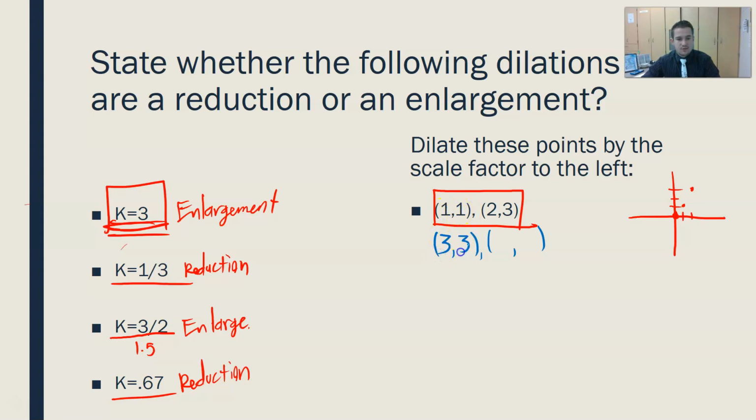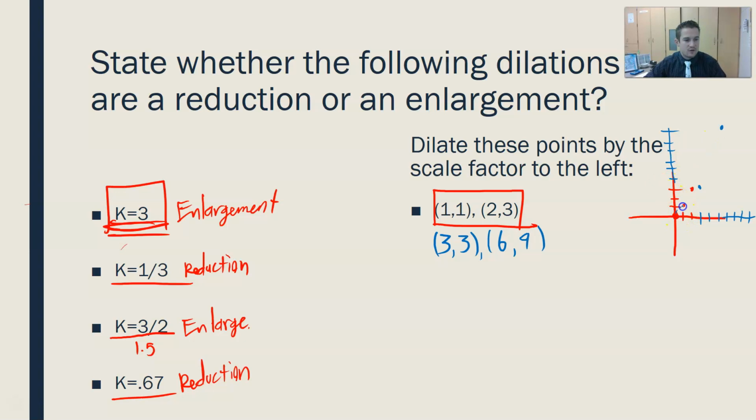1 times 3 is 3. 2 times 3 is 6. 3 times 3 is 9. So let me extend my graph a little bit. 3, 4, 5, 6, 7, 8, 9. 4, 5, 6, 7, 8, 9. So my dilated points would now be at 3, 3, and 3, 4, 5, 6, 9.